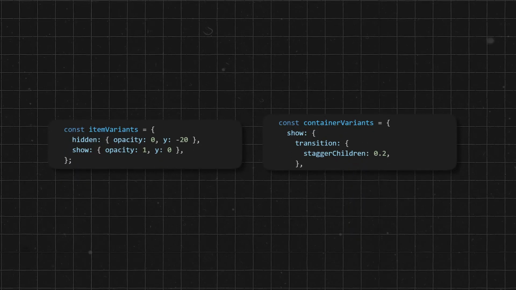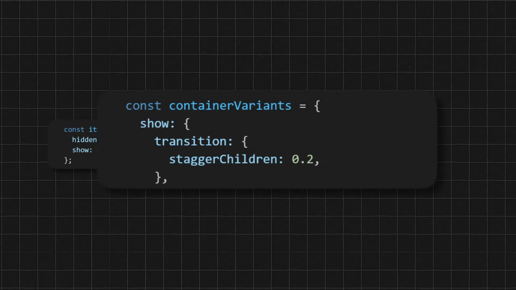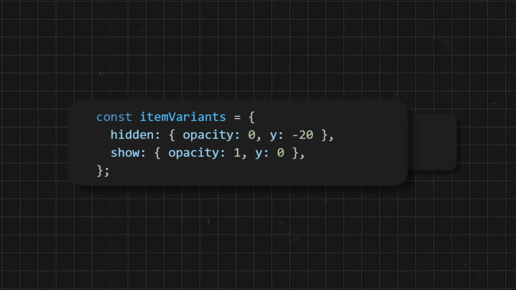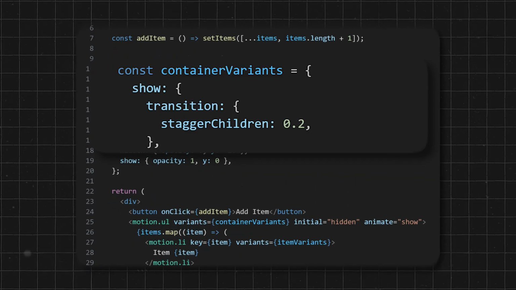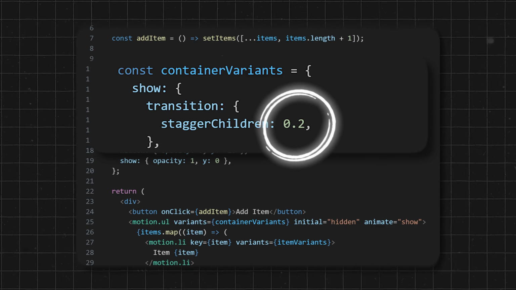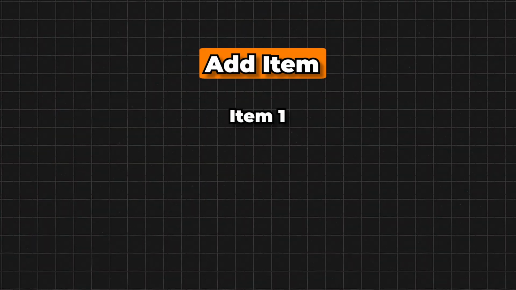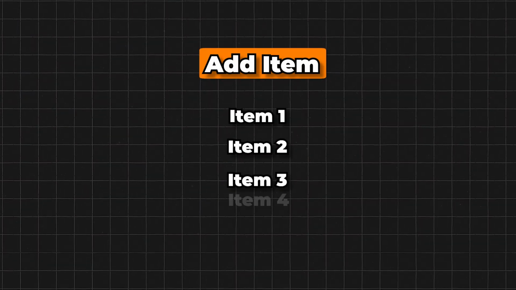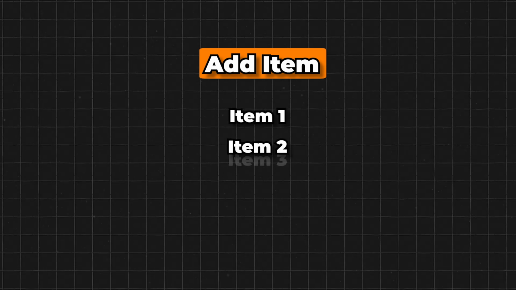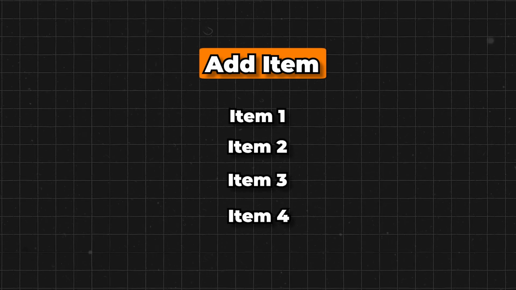Now we've defined two sets of variants, one for the container, containerVariants, and one for the individual items, itemVariants. The staggerChildren property inside the show transition staggers the animation of each list item by 0.2 seconds. The result is that each item fades in and moves into position in sequence, one after the other, creating a smooth, cascading effect that looks polished and professional.